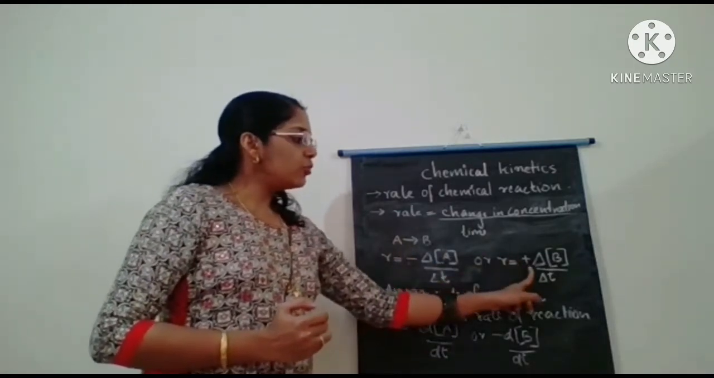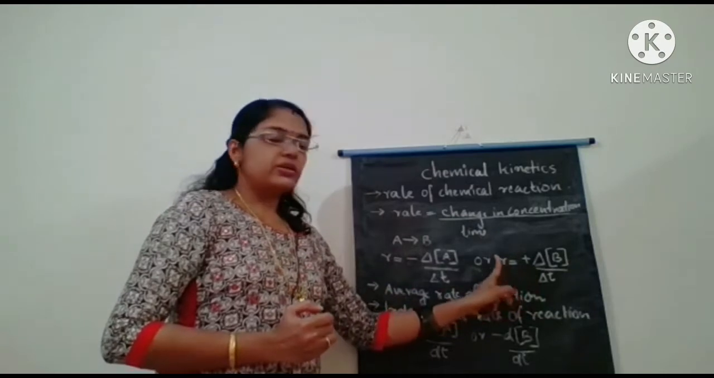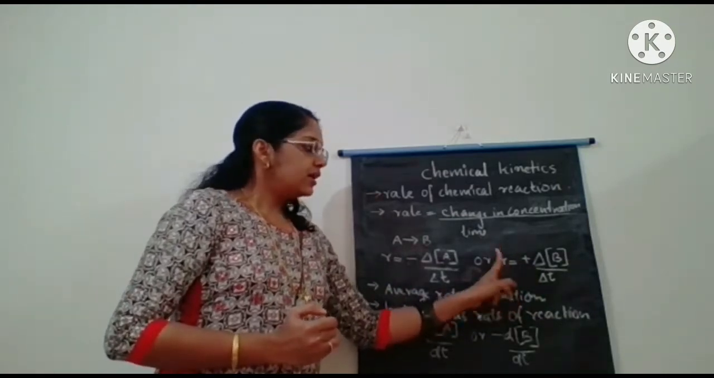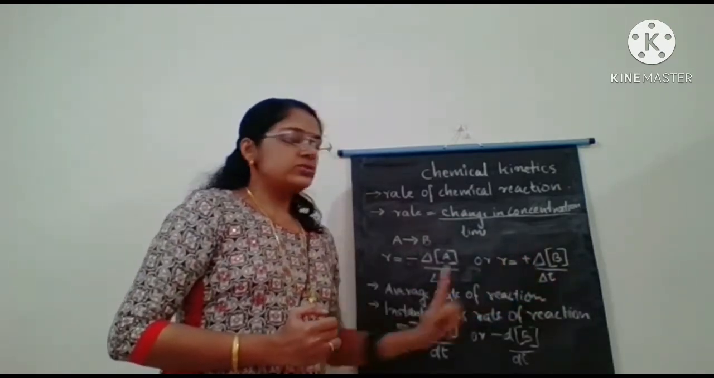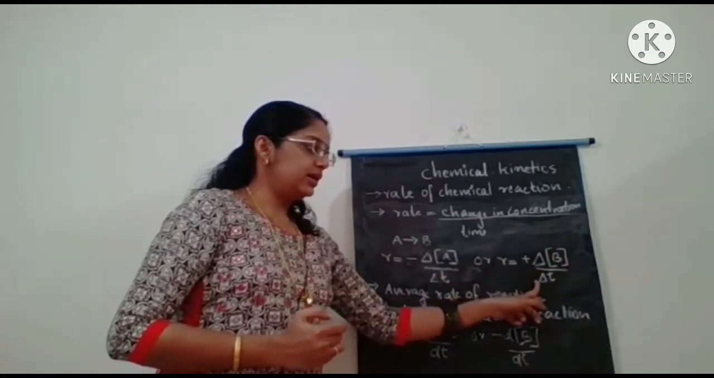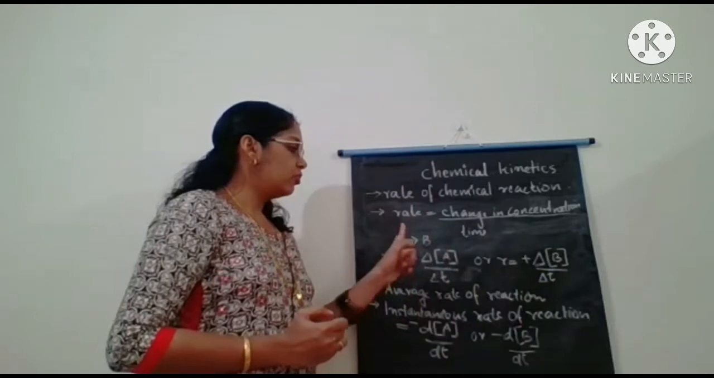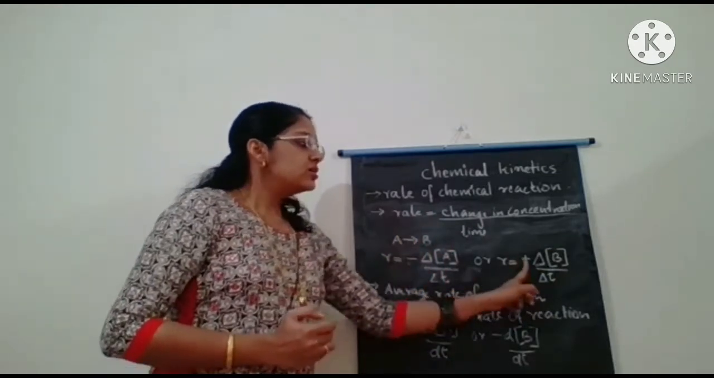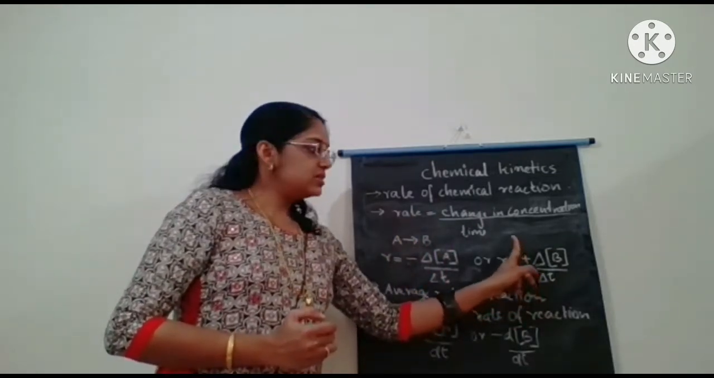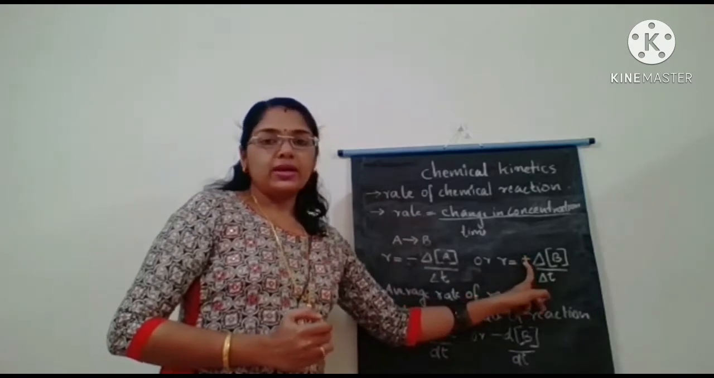Similarly, in terms of product concentration, we can express the rate of the chemical reaction as rate is equal to plus delta concentration of B divided by delta t, because the concentration of the product is increasing during the formation in a chemical reaction. So, the rate of a chemical reaction in terms of product has a positive sign.